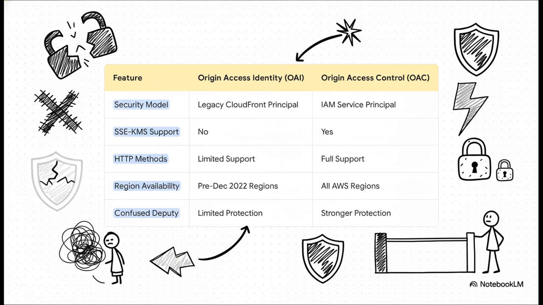It's a knockout. Security model, OAC's modern IAM approach wins hands down. SSE-KMS support, it's a flat no for OAI and a yes for OAC. HTTP methods, region availability, no contest, OAC takes it. It even offers stronger protection against sneaky attacks like the confused deputy problem.